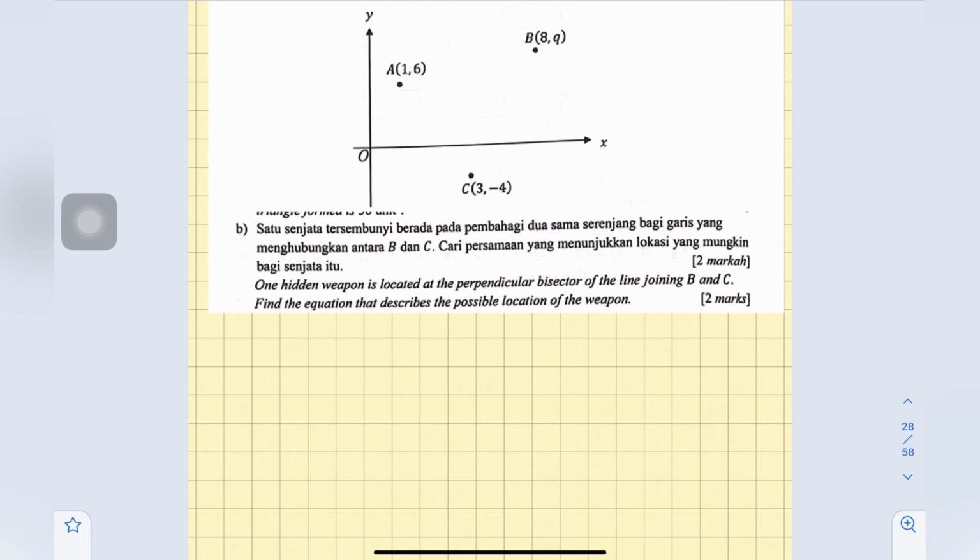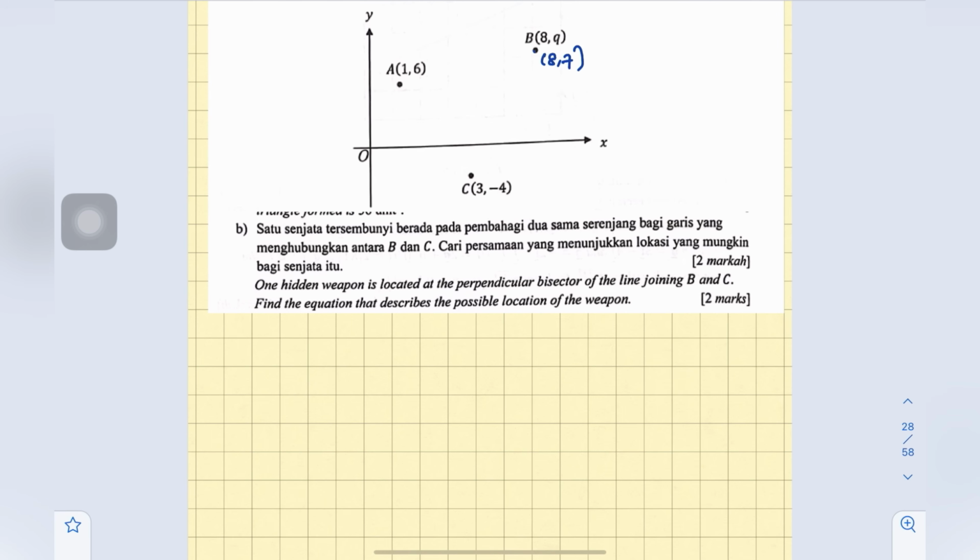B, one hidden weapon is located at the perpendicular bisector of the line joining B and C. Find the equation that describes the possible location of the weapon. Sekarang just now kita ada q is 7, so this one is (8, 7). Dia nak yang perpendicular bisector BC.